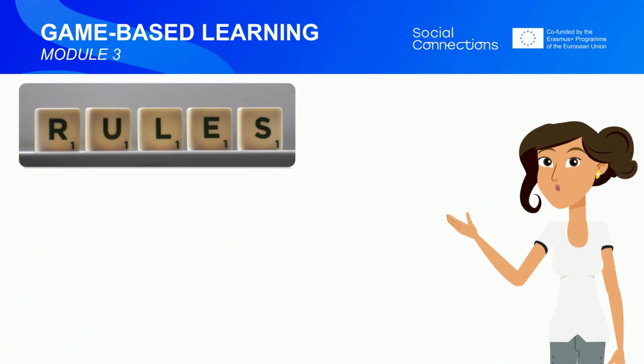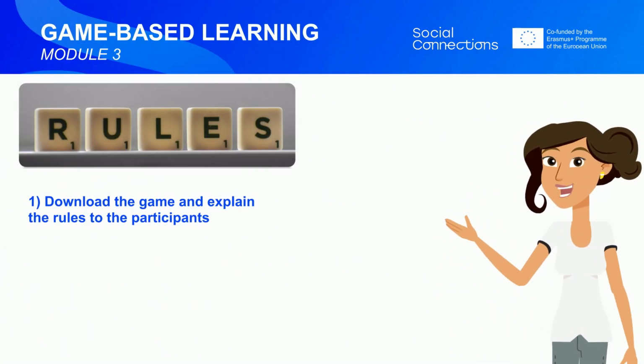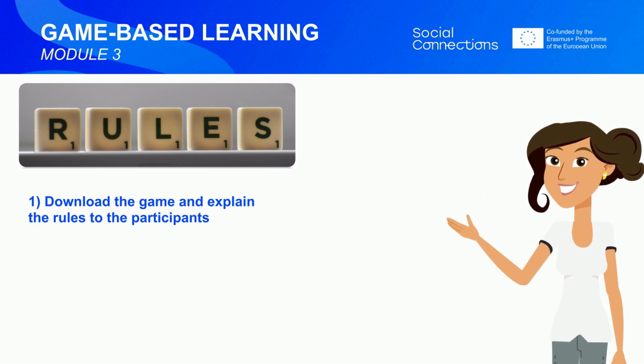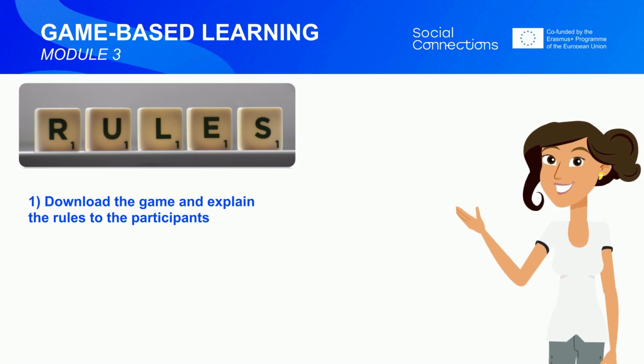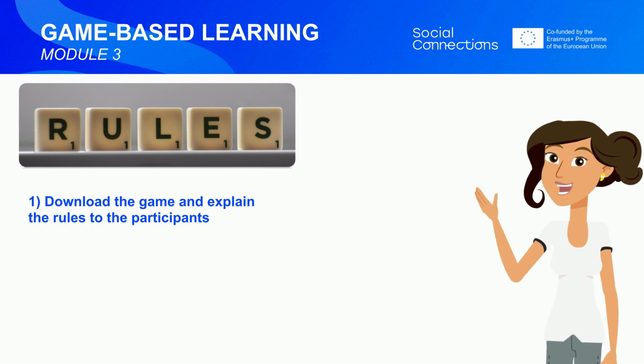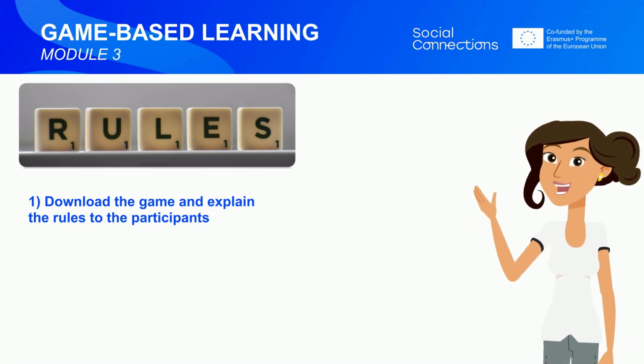First of all, ask your participants to download the game on their smartphones for free. Trial version in Google Play or App Store. They can also play the game from a PC for free. Explain the basic rules of the game to your participants.